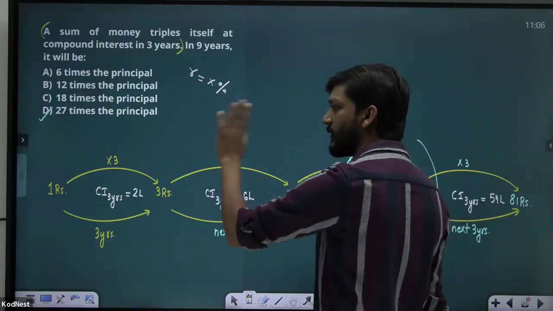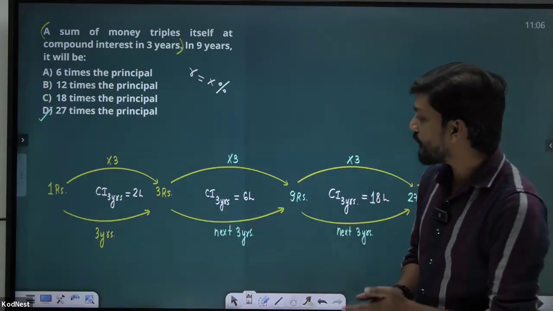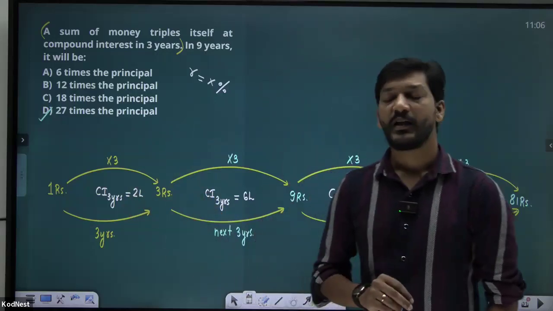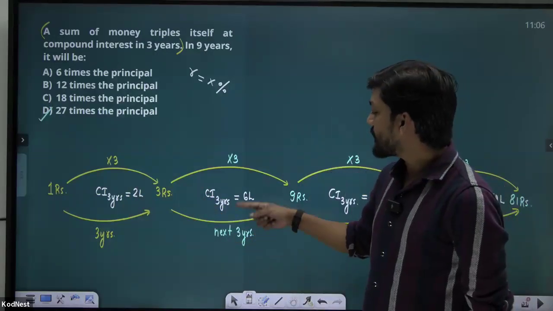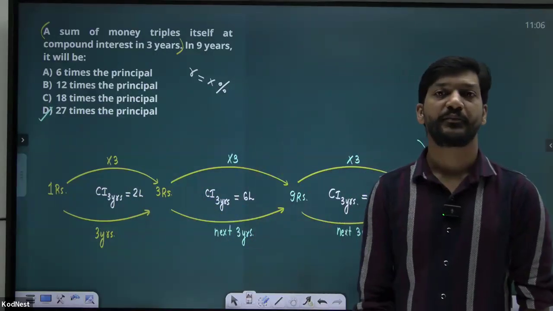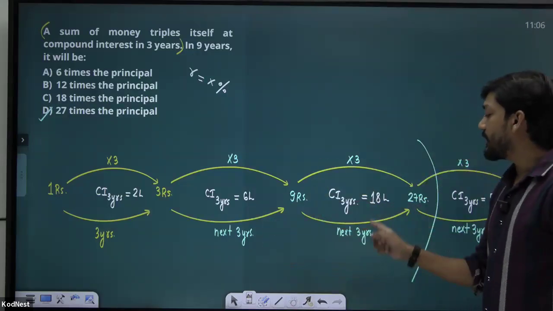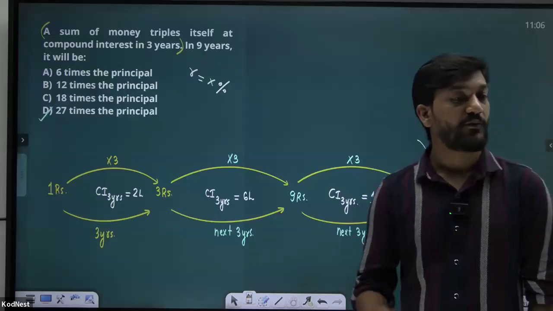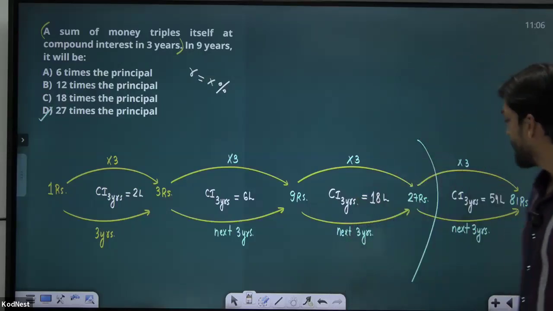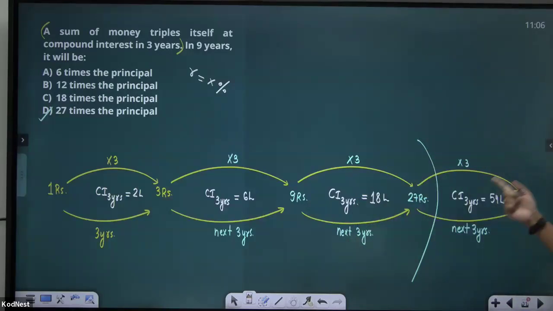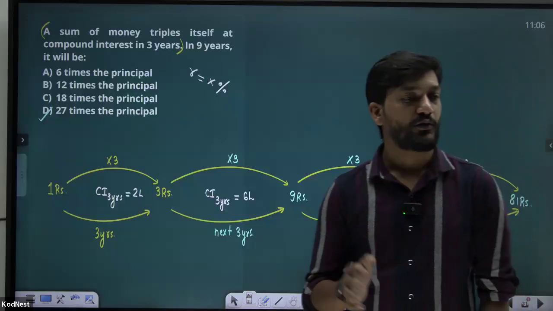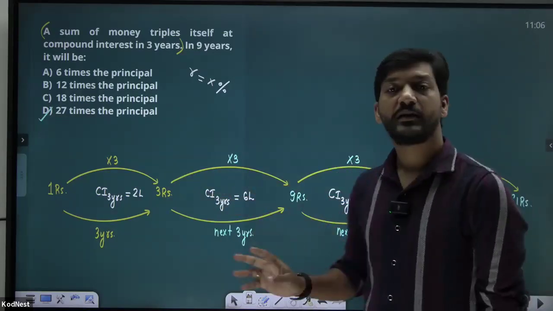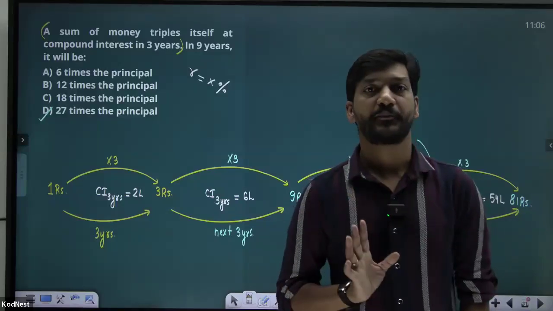But even then, see the structure of compound interest. 3 years, you will get 2 lakh rupees. But when you see the next 3 years, you will get 6 lakh rupees. When you see the next 3 years, you will not get 6 lakh rupees, you will get 18 lakh rupees. And when you see the next 3 years, you will see 54 lakh rupees. So are you observing this huge difference, which is what is called the magic of compounding.